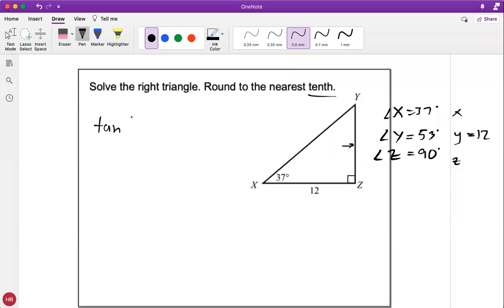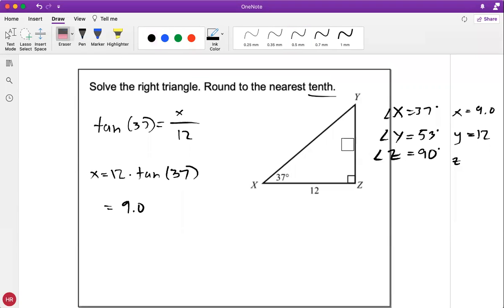So I would say the tangent of 37 is equal to side X over 12. The tangent of this angle is the opposite side over the adjacent side, side X over 12. So that means X is 12 times the tangent of 37. That's real messy, I'm going to rewrite that. I don't know the tangent of 37 off the top of my head, so I plug it into my calculator, and I get 9.0. I round to the nearest tenth. Side X is 9.0.